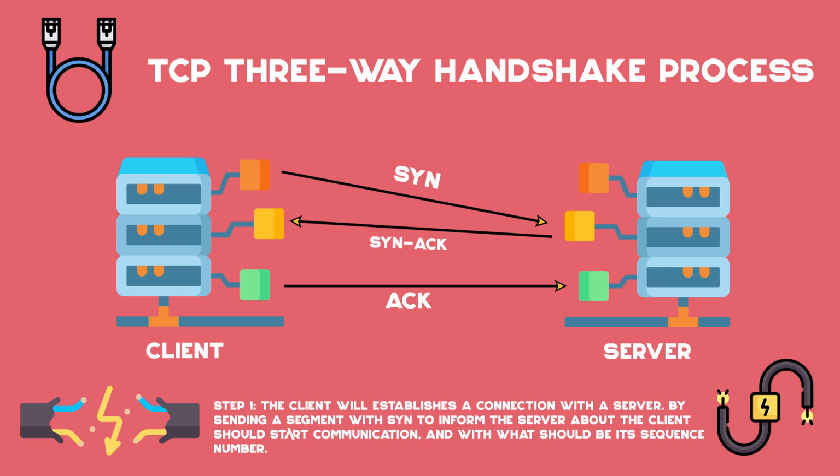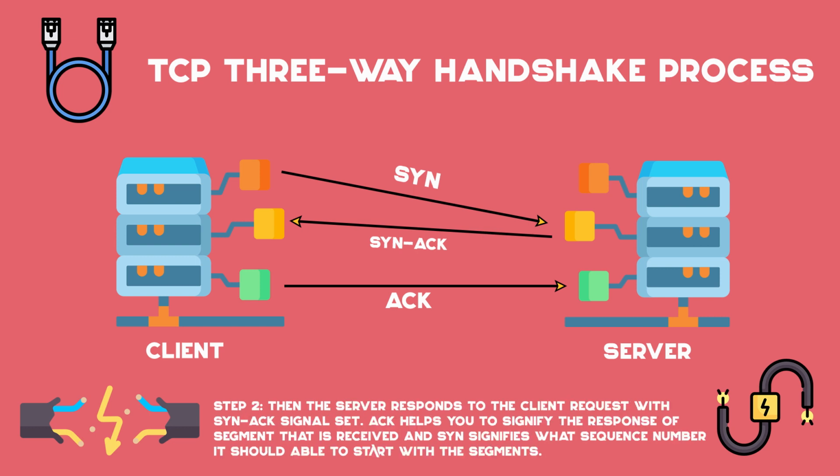TCP traffic begins with a three-way handshake. Suppose we have a situation where a client wants to establish a connection with a server. It will begin with the TCP three-way handshake process. The client needs to initiate the conversation by requesting a connection session with the server. So it will perform step one. In that, the client establishes a connection with the server by sending a segment with SYN to inform the server that the client wants to start communication and what its sequence number should be.